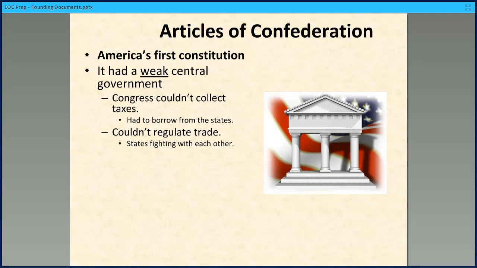Congress also could not regulate trade, so this led to a lot of conflicts between the various states since there wasn't really any overarching authority to try and keep them in line.